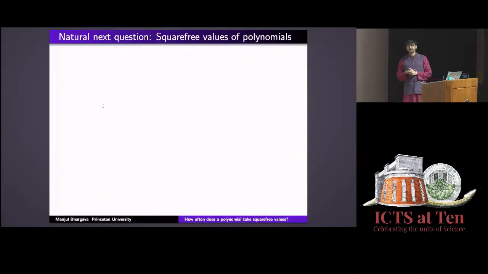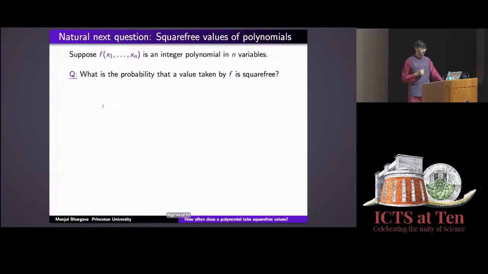Okay, so the next natural question that comes up for number theorists in studying square-free numbers is if you have a polynomial with whole number coefficients and you look at its values, what proportion of the values taken by the polynomial are square-free? That turns out to have many applications if we actually knew how to solve that problem in general. So the question precisely is, suppose you have a polynomial in, say, n variables with whole number coefficients. You can ask, what is the probability that a random value taken by f is square-free?